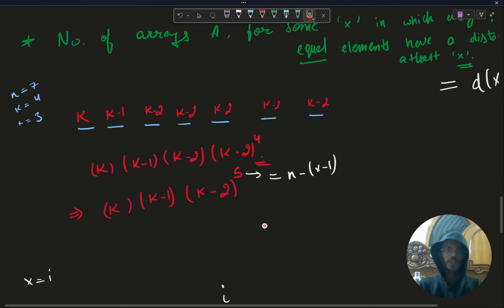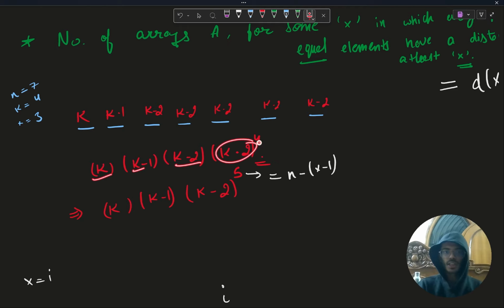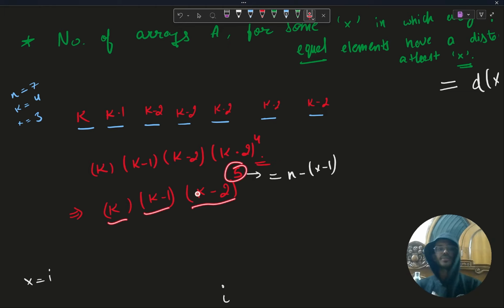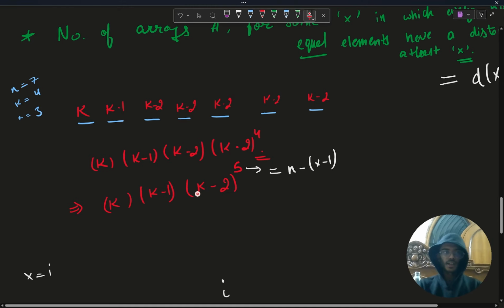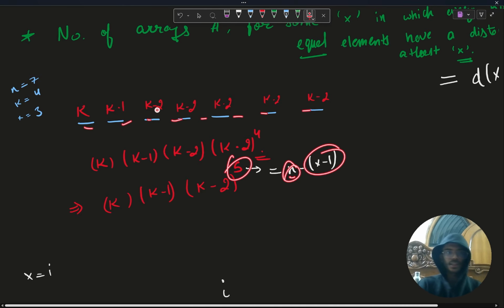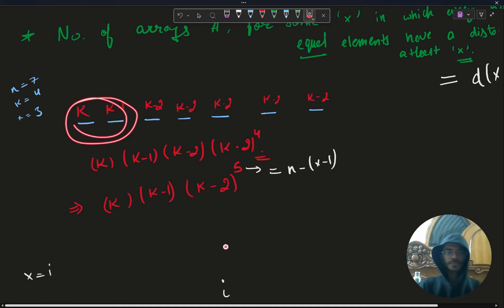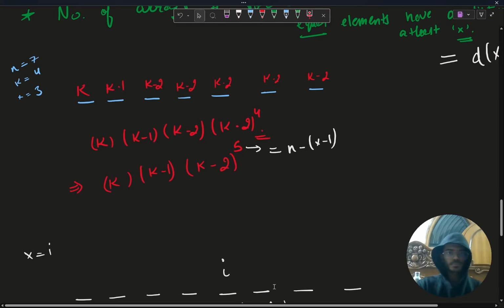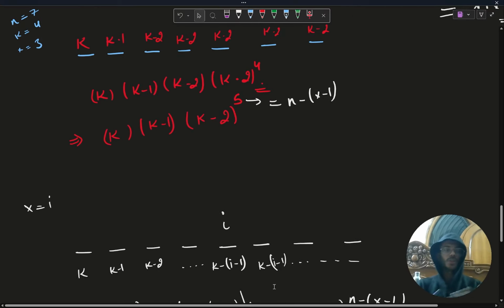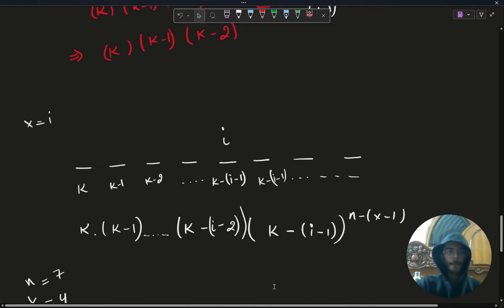So how many total options do we have? k into k minus 1 into k minus 2 into k minus 2 raised to the power 4, or we can rewrite it as k into k minus 1 into k minus 2 raised to the power 5. Right. And if we notice, this 5 is nothing but n minus x plus 1. That is, the total number of positions that we had, minus x, plus 1. Right. Now, how do we compute it for some general x, right?